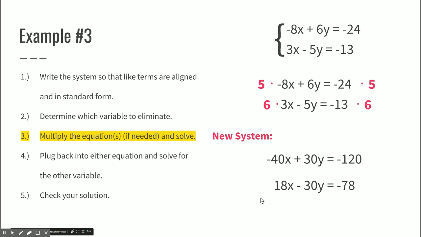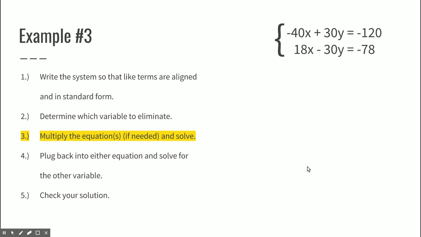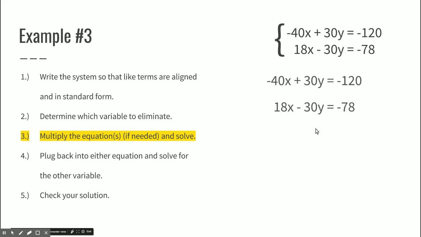I'm not going to walk you through all the multiplication because I think you know how to multiply at this stage, but you would just take a moment and multiply every term by 5 and every term by 6 to get this new equation. So we get negative 40x plus 30y equals negative 120, and 18x minus 30y equals negative 78. As you can see, these are the opposite of each other, and they are going to cancel out perfectly. So just keep track of your new equations as you make them.